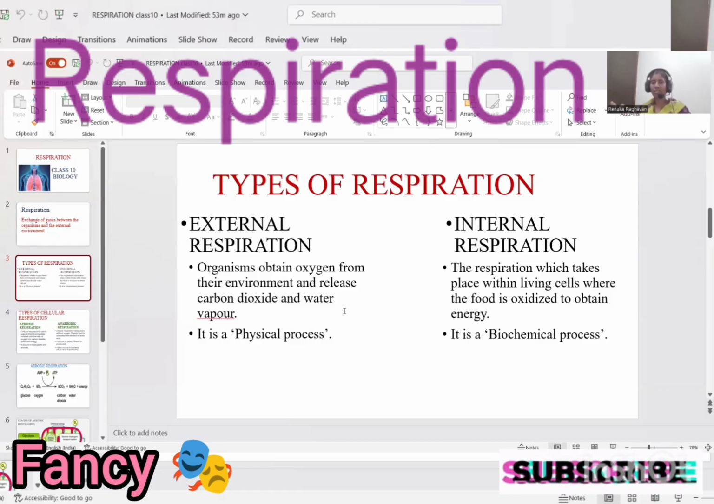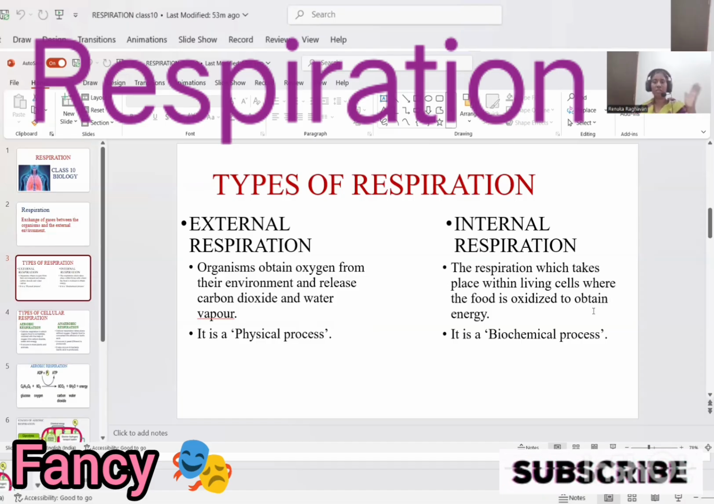What about the other gases? Other gases are also there, but the main gases essential for respiration are carbon dioxide and oxygen. Oxygen is very essential for all living organisms. All living organisms need oxygen for their survival. We will see that in the next slide. Now, external respiration is the physical process, as I just told you, and internal respiration is nothing but cellular respiration. It takes place within the living cells.